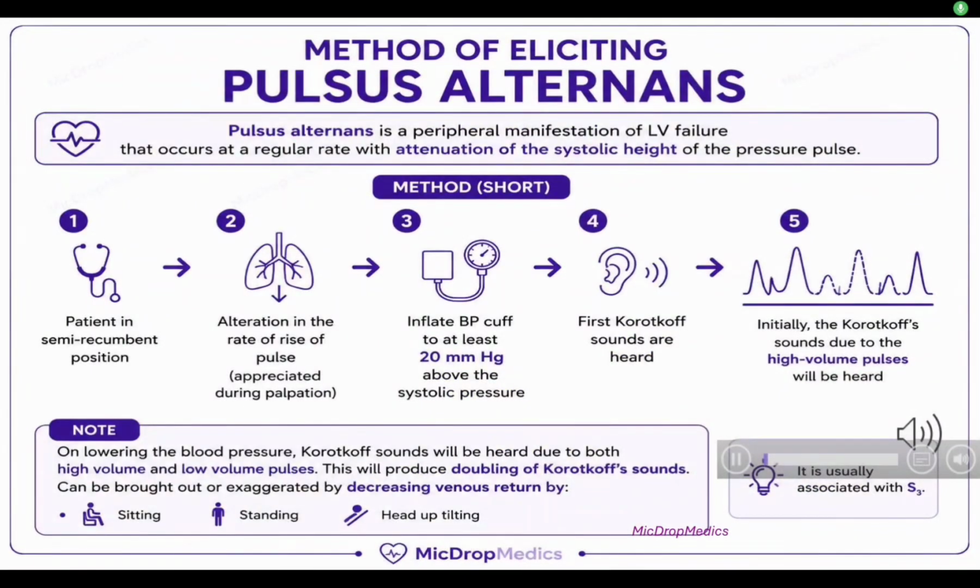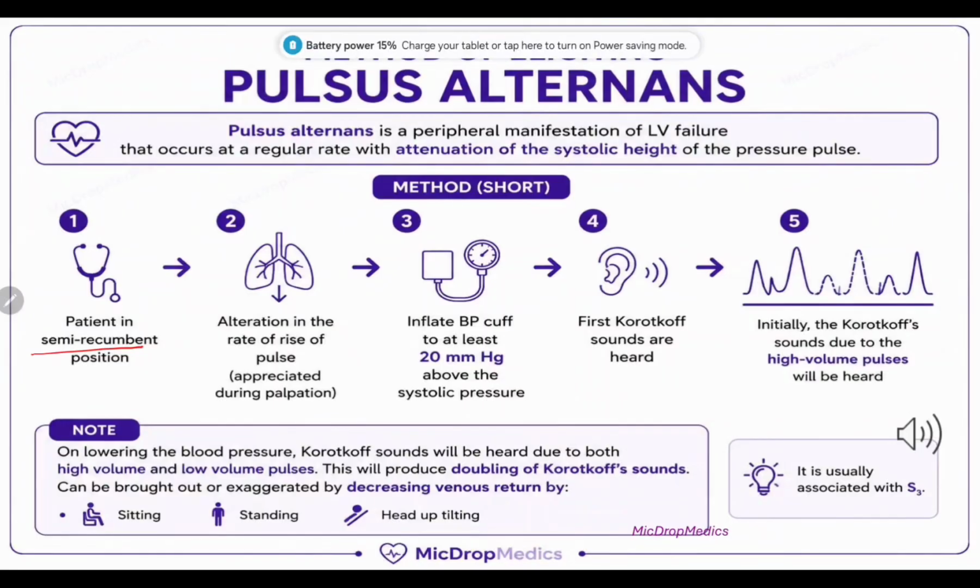So how do we catch pulsus alternans at the bedside if it's too subtle for our fingers? Yes, we use a blood pressure cuff. First, position the patient semi-recumbent, then inflate the cuff to at least 20 mm mercury above their systolic pressure. Then deflate the cuff very slowly as you pass the systolic threshold. Listen closely through your stethoscope.